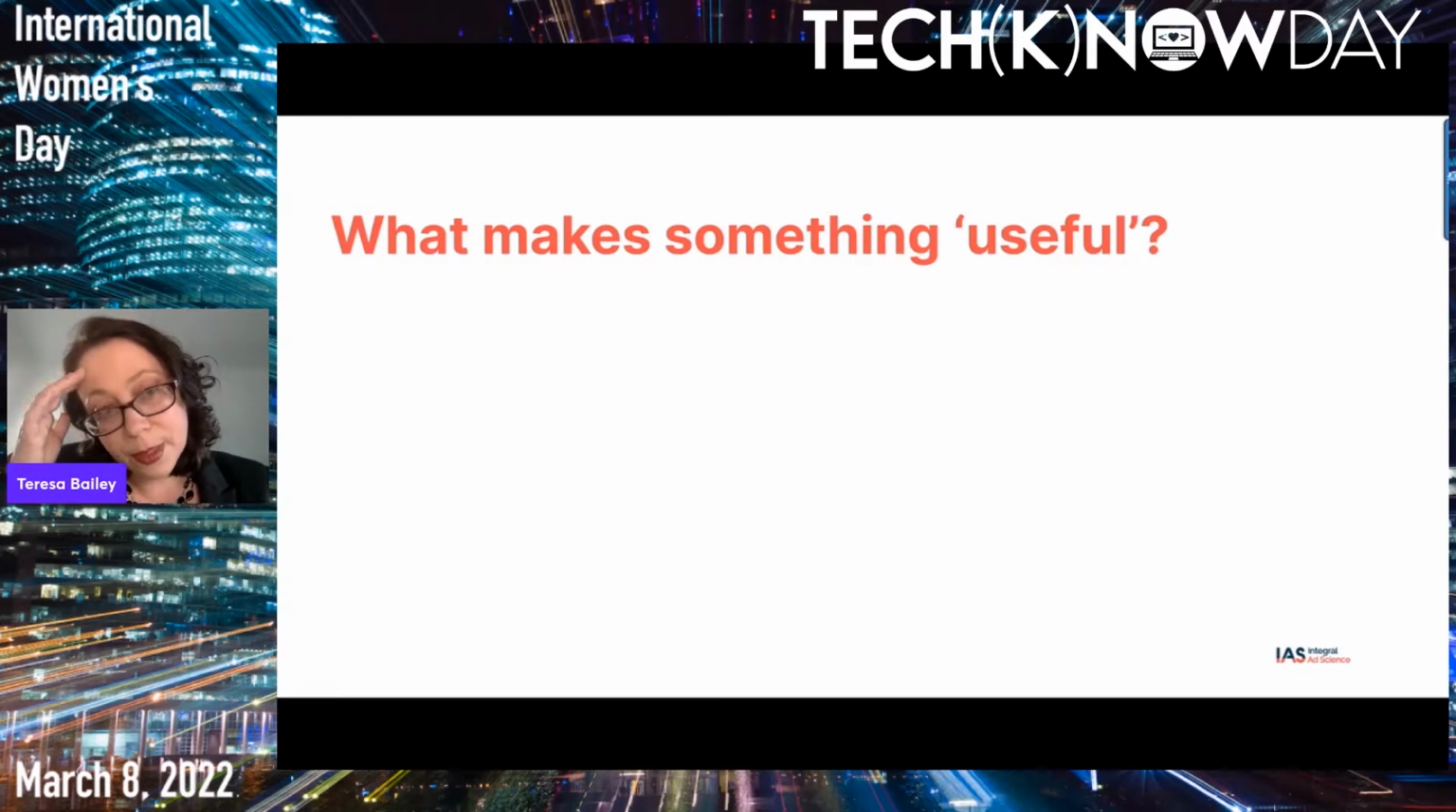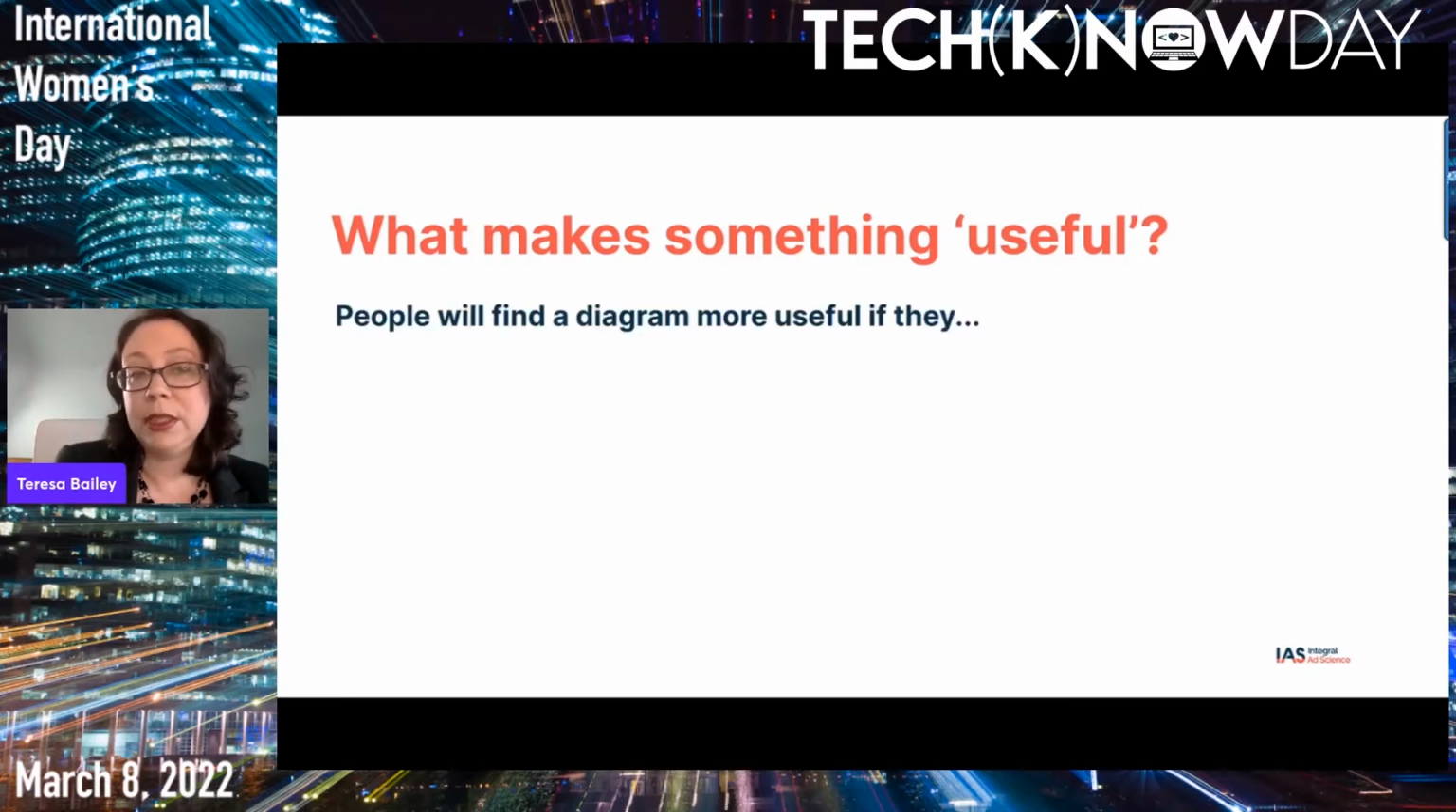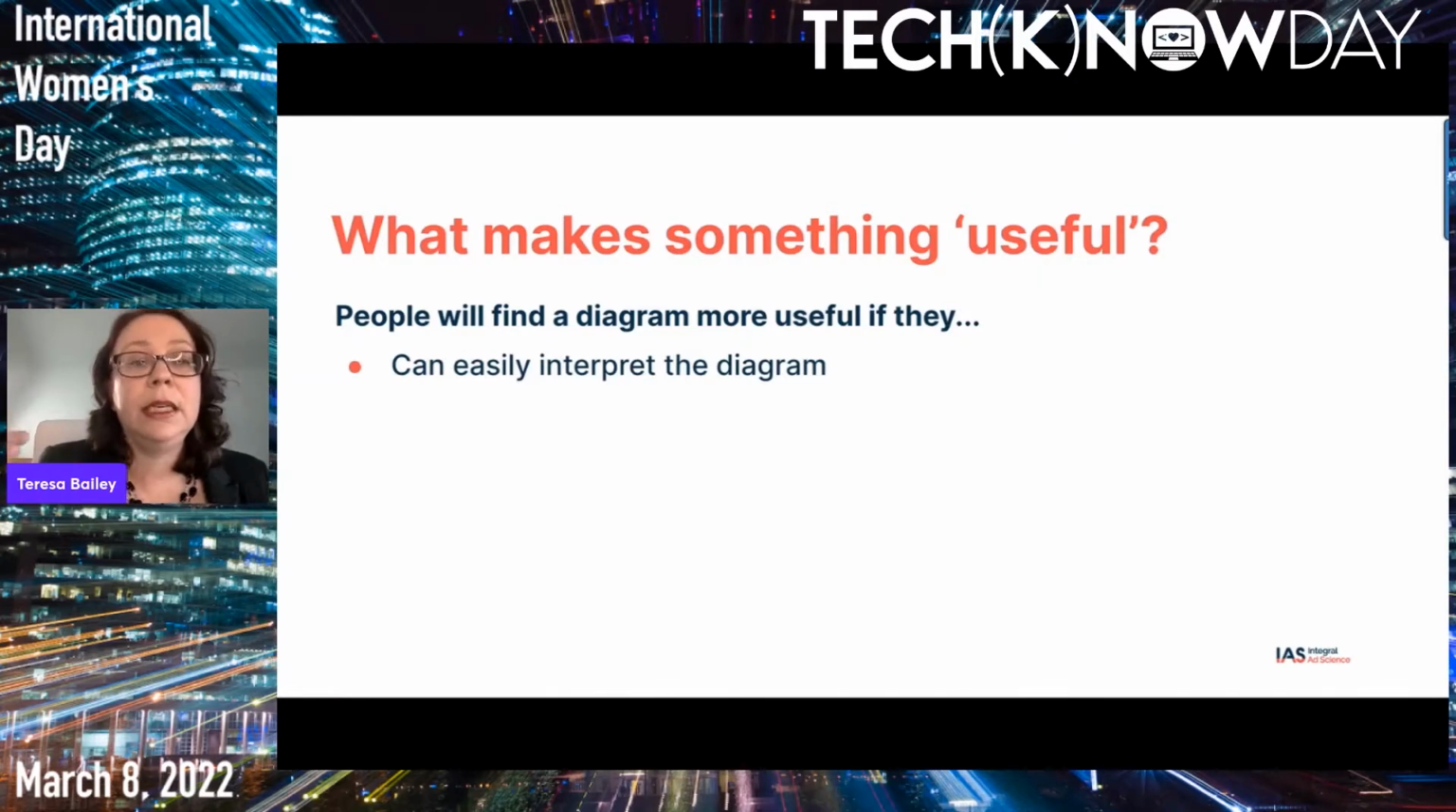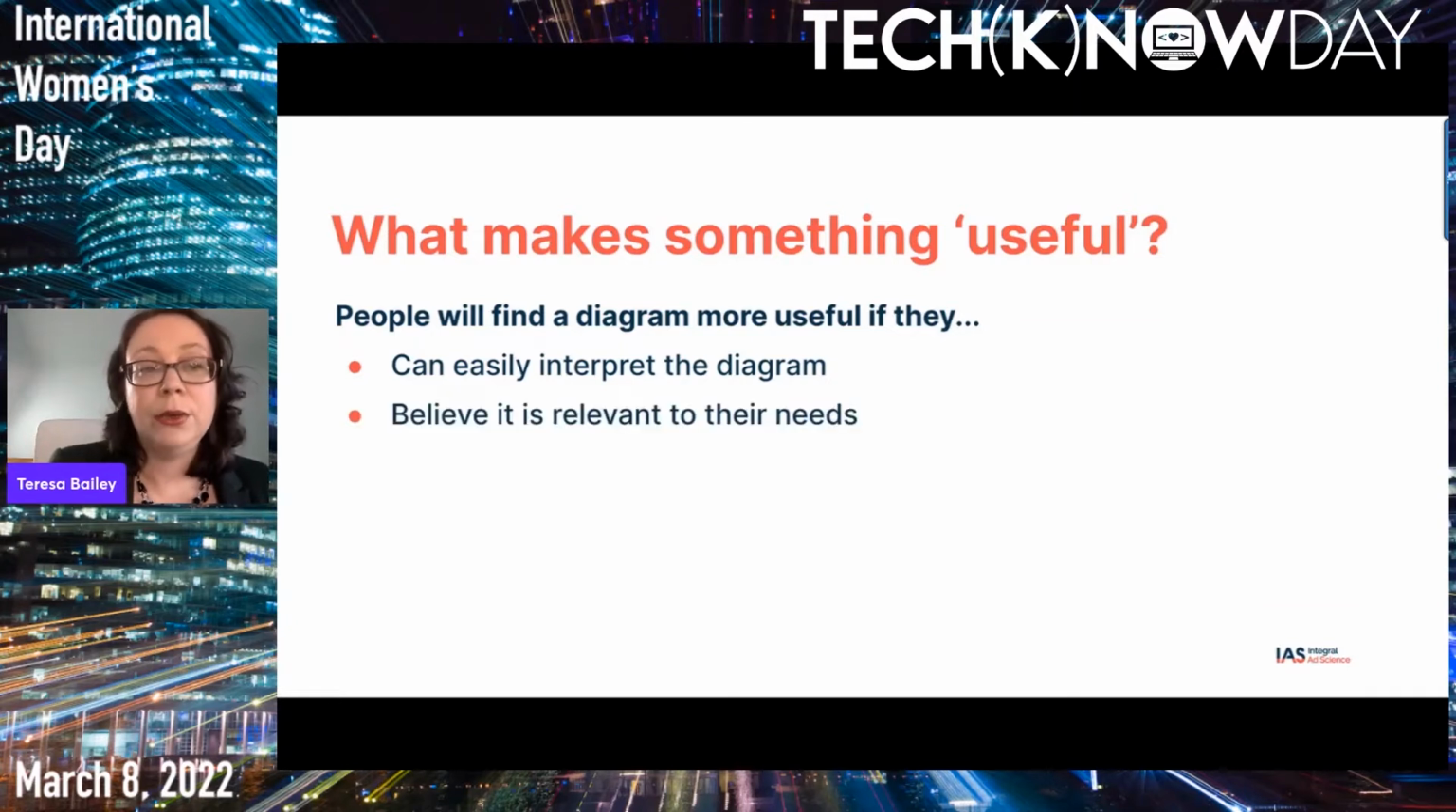So, what makes something useful? Let's talk about that. When people think about something being useful, they think about usability, the ability to easily interpret the diagram. Like, what the heck is this? What am I looking at? Do I understand it? Obviously, a huge important part of making something useful, but there are actually a lot of different aspects to a diagram that can make it useful or not useful. And these are the kinds of things that UX designers pay attention to.